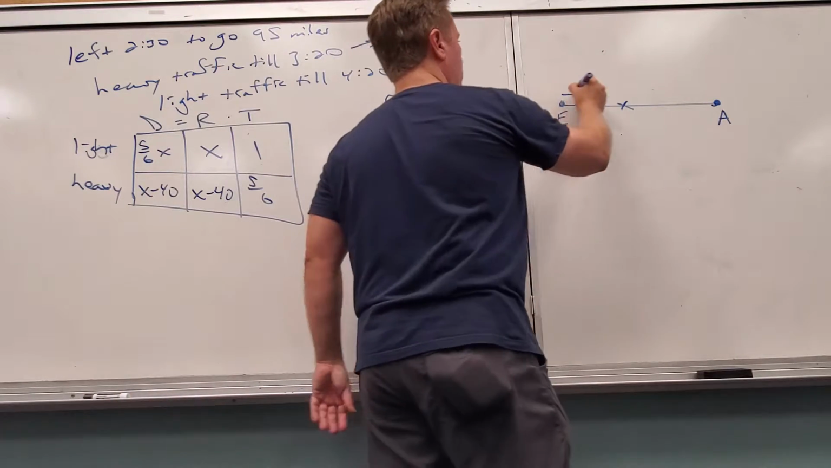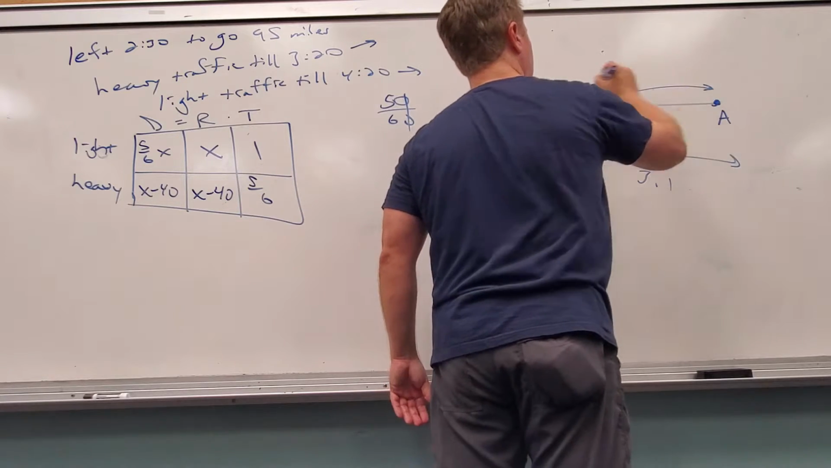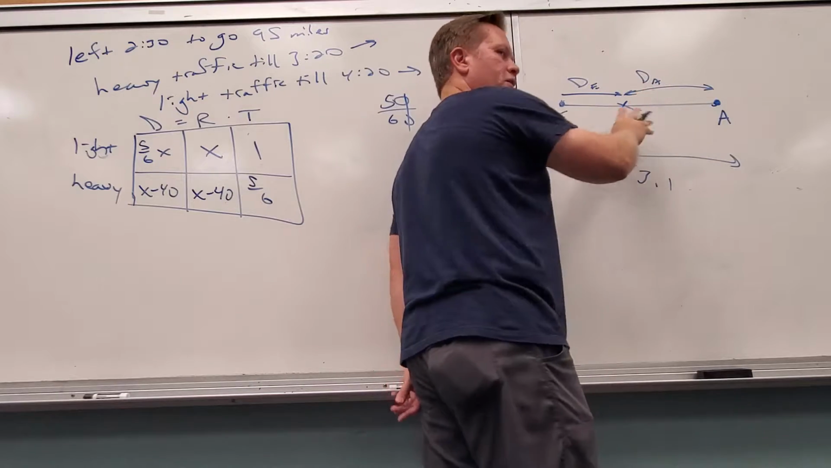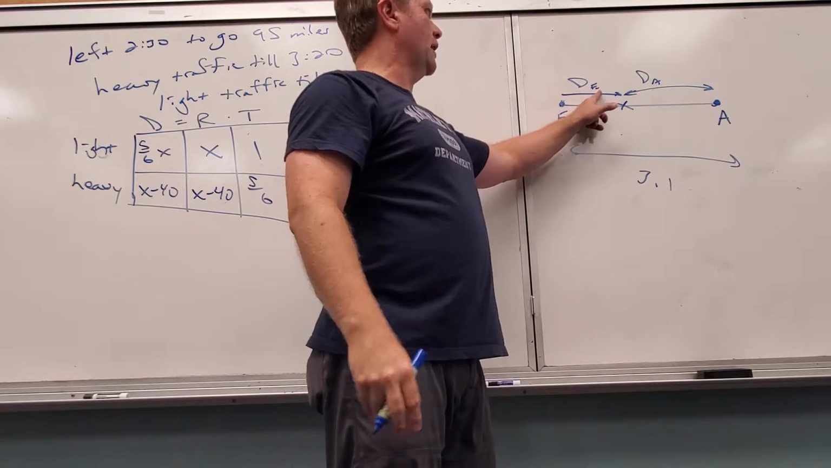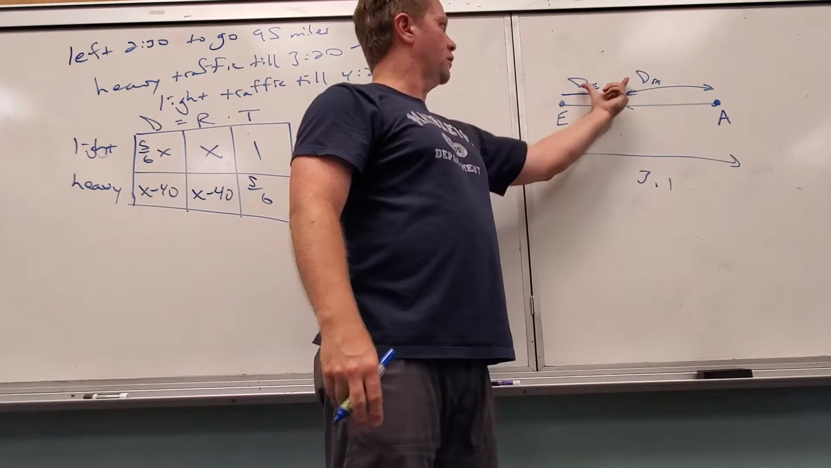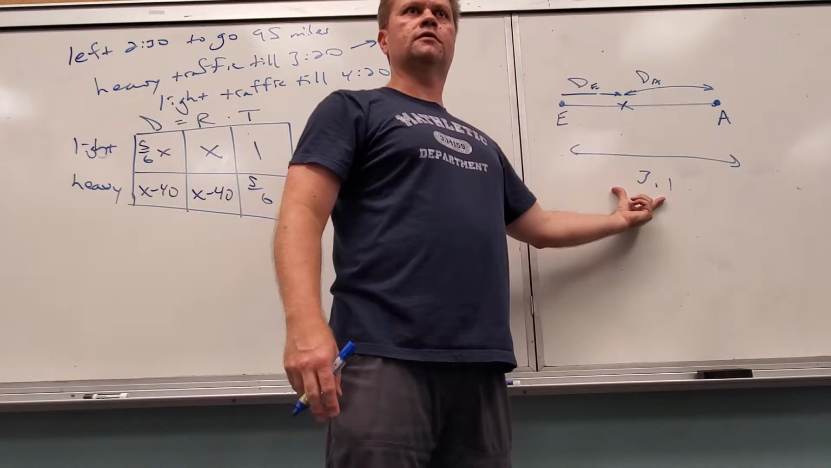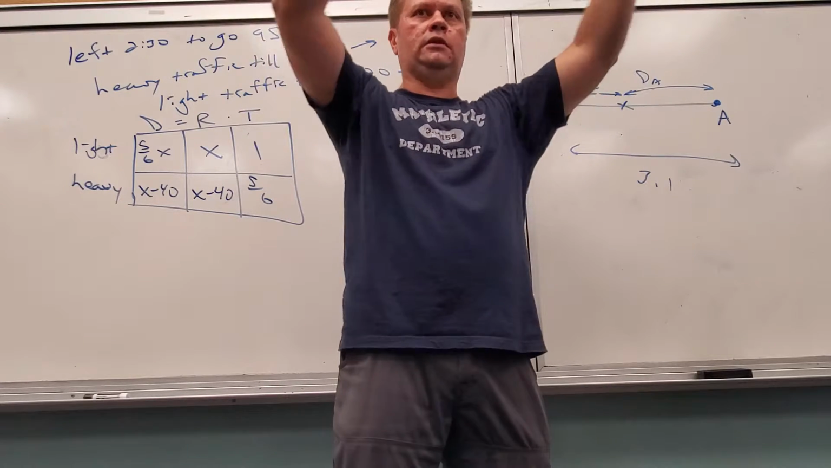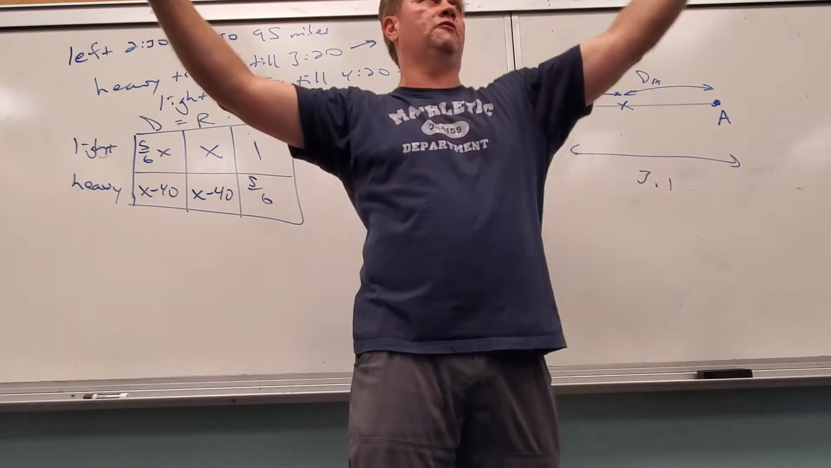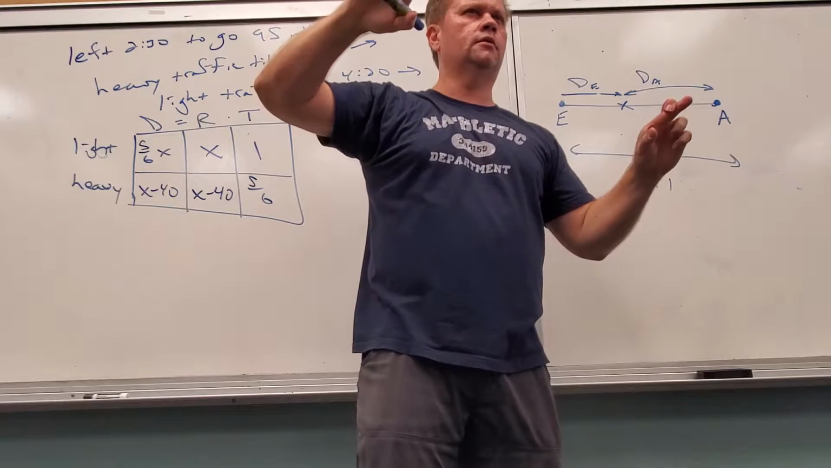So however far Elvira goes, and however far Aletheia goes, these distances, are you guys cool? You don't have to do all this, but I just want to show you. Distance Elvira goes, distance Aletheia goes. What do those two have to do? Add up to be this. Because neither one went 3.1 miles. Together they went 3.1 miles because one came from this way, one came from that way. We saw a problem like that the other day.